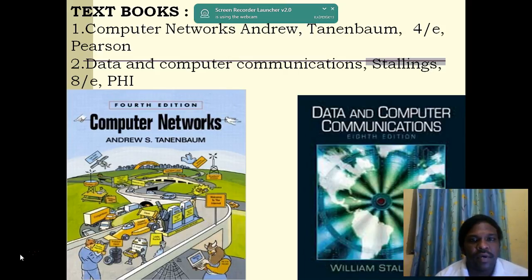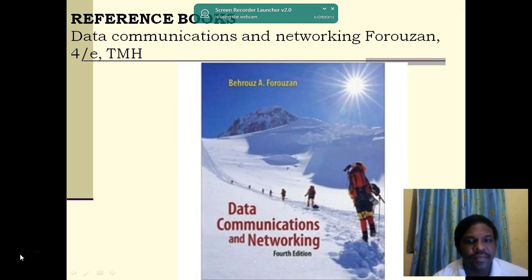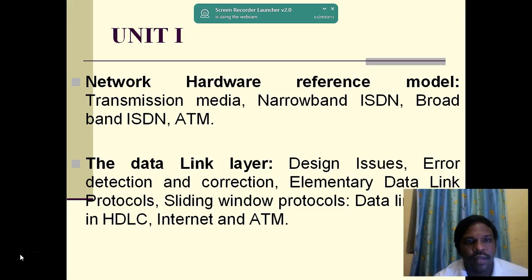So these are the textbooks we are going to refer to in this particular semester. One is Computer Networks by Andrew Tanenbaum. You can refer to the 4th edition and also the 5th edition. Some of the concepts will be covered mainly from Data and Computer Communications by Stallings. You can refer to any version or edition, but preferably the 8th edition. And one more reference book we have, that is Forouzan. Some of the topics and assignments may be given from the 4th edition of Forouzan.